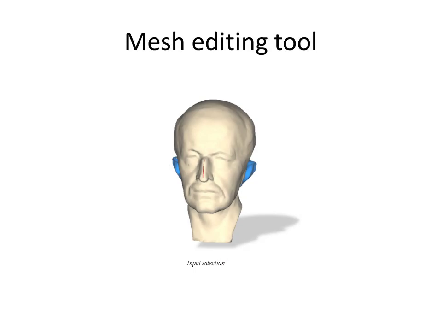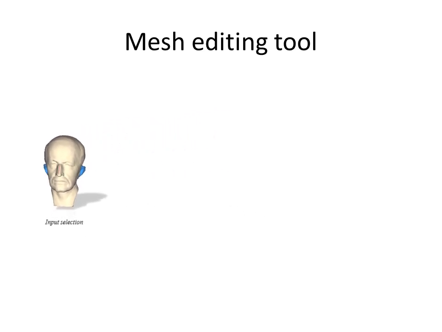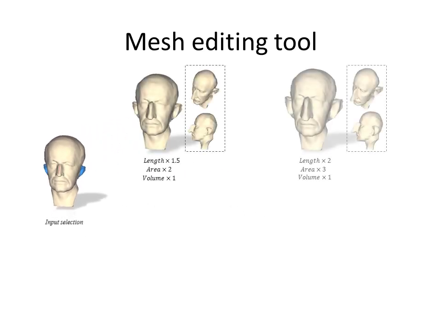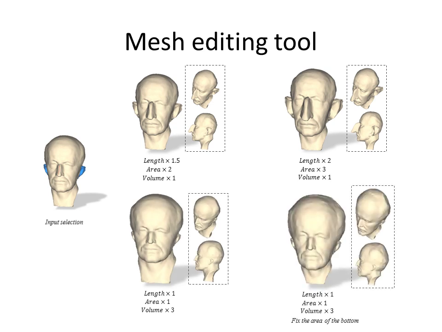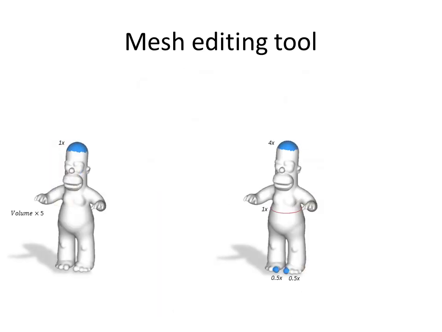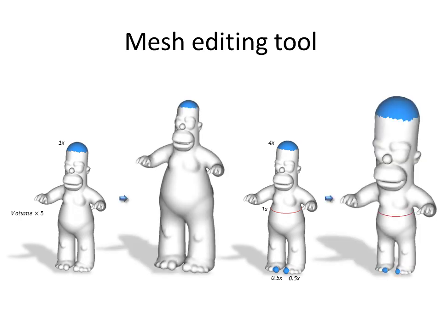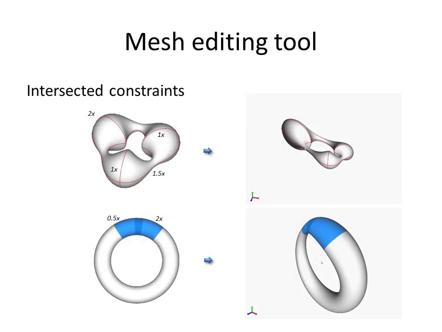We can define different combinations of length, area, and volume constraints on different models. Different constraint combinations can generate various deformation results. When intersection of constraints happens, our method can still deal with the constraints and deform the mesh to satisfy all the target values.